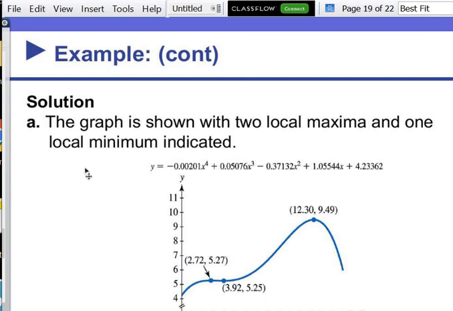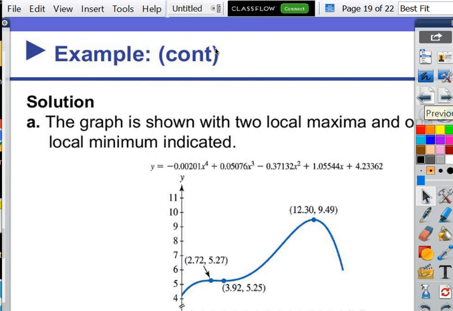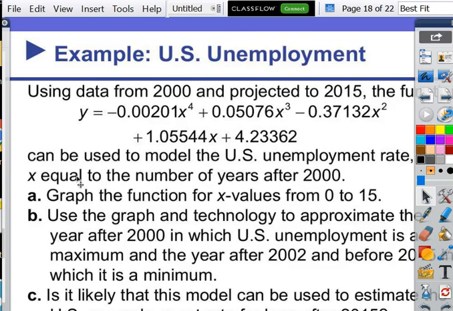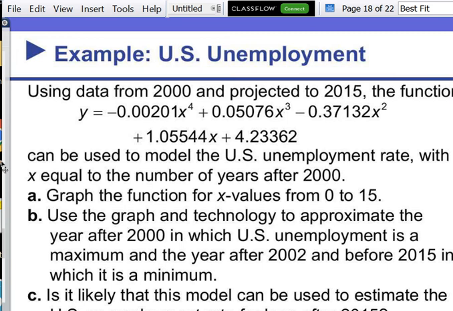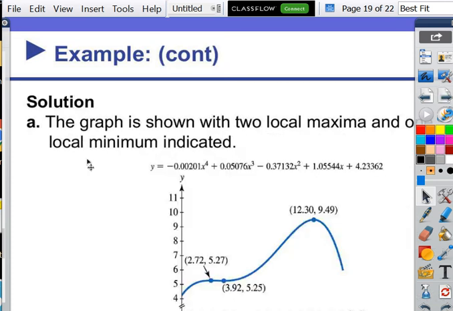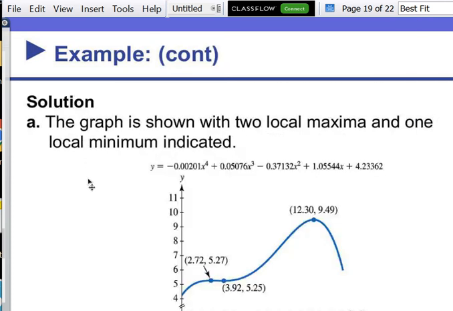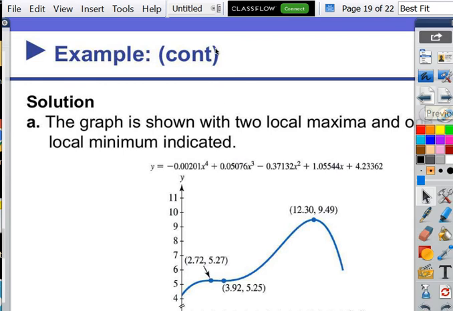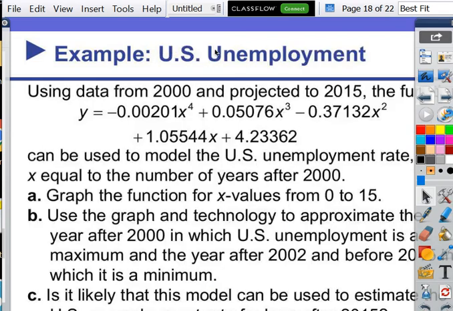Now when they ask you for the max and the min, they want the maximum and the year, so they want the whole point. And this is the unemployment rate. So 3.92, almost 2004. We've got an unemployment rate of 5.25, and in 2012, during 2012, 9.49 was a maximum. In 2012 there was an economic recession a little bit.